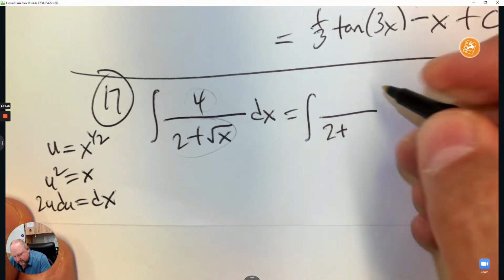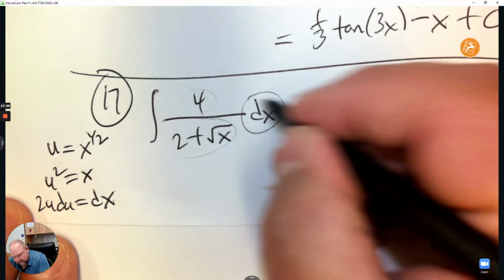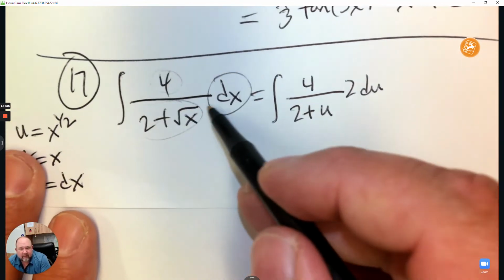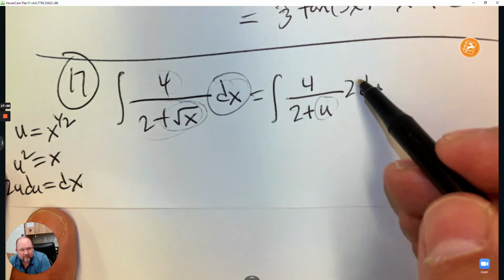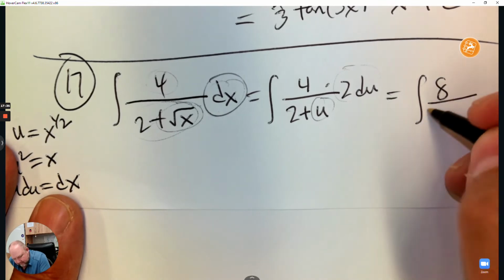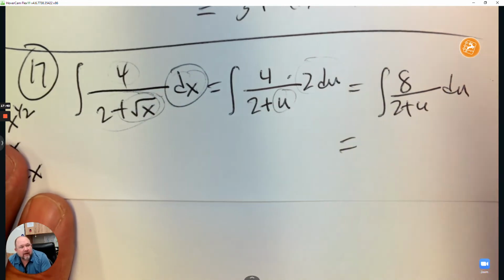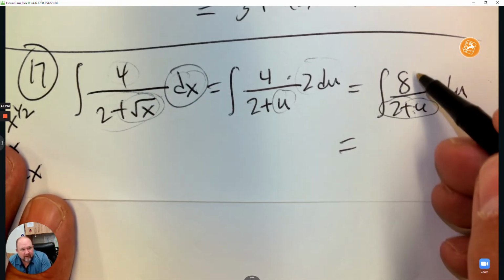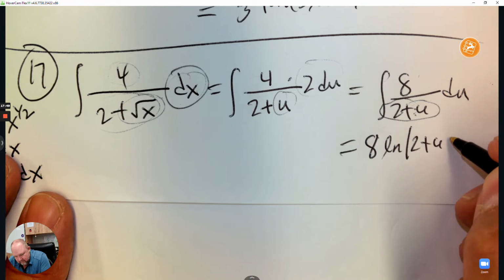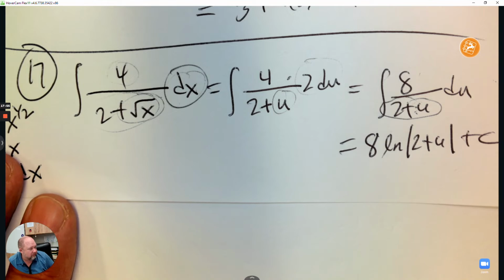So I have 2 plus u, and instead of dx, I put in 2 du. There it is, just like that. I take out the root x and put in u. I take out dx and put in 2 du. These are going to be multiplying. Then let me put them together and think, what am I going to do? Right away I noticed the derivative of the denominator is 1. So I can just put the 8 in front. And then the last step is to plug in what u is.